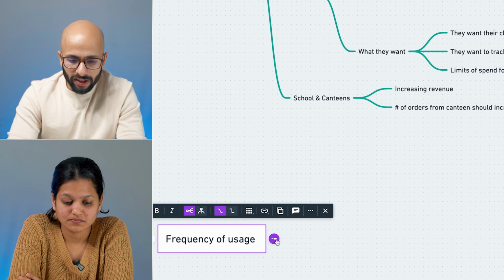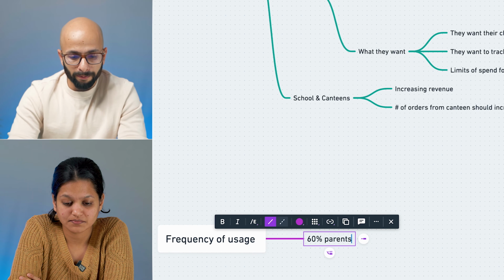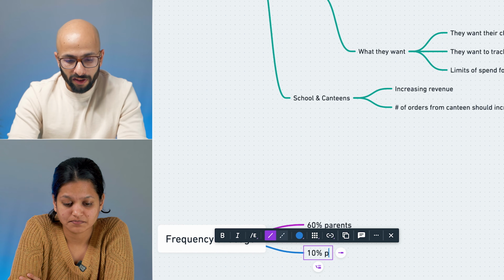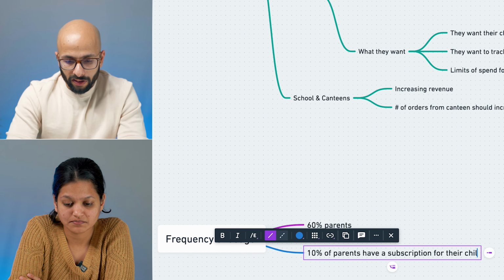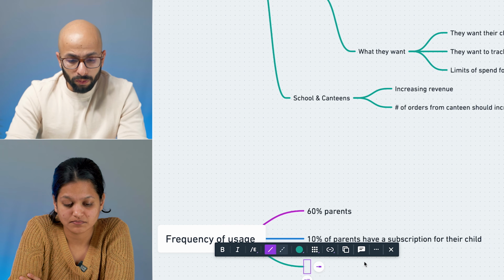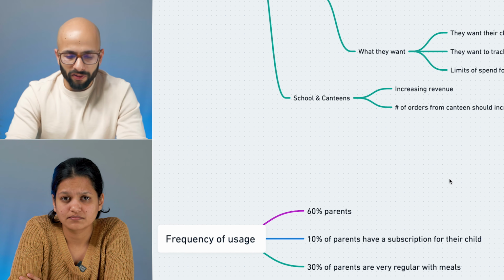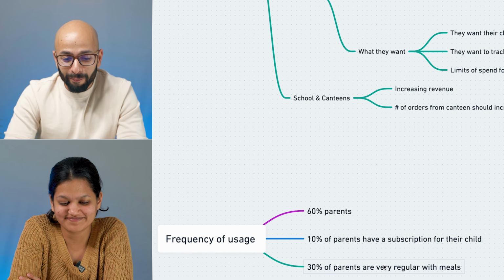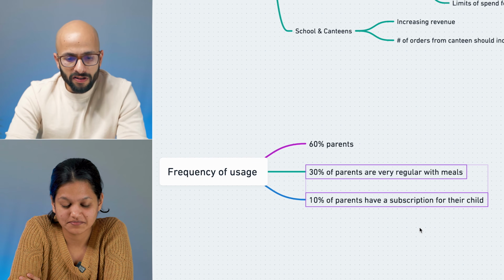In terms of frequency, I would assume at least 60% of parents doing this, and let's say 10% of parents have a subscription for their child, and let's assume that 30% of parents are very regular with meals, because they have maids, or they're just good parents, I guess. But the point is that these are not the primary users.